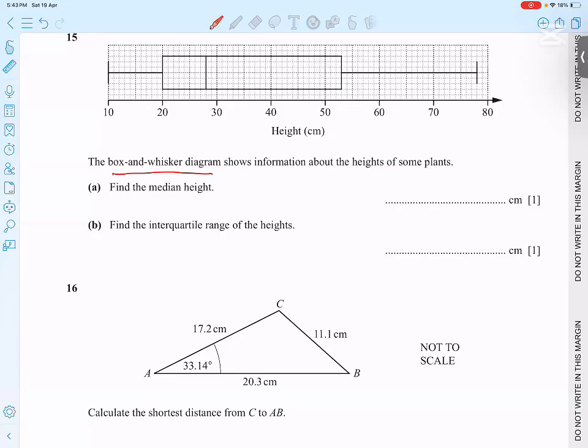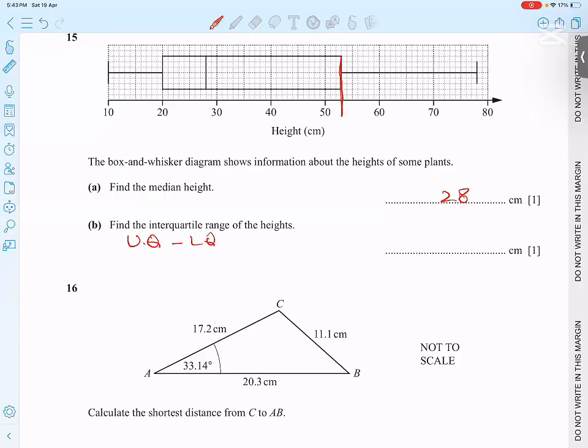The box and whisker diagram shows information of heights of some plants. Okay, so find the median. The median is this line, students. How to mention? This is here, 21, 23, 25, 28. So this is 28, so we can say this is 28 centimeters. That's it. Interquartile: how to find? Upper quartile minus lower quartile.